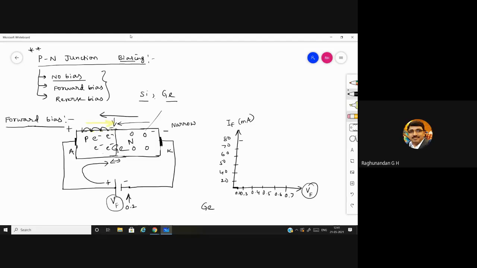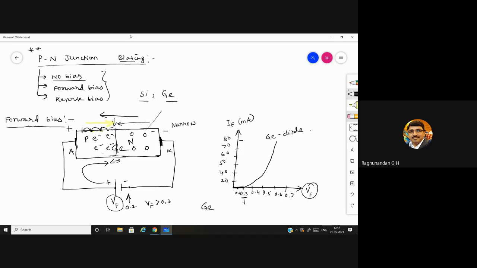Now I'm making it 0.3. So at 0.3 what happens? Even at 0.3 it tries to flow. Now after 0.3, when Vf is greater than 0.3, the current will be allowed to flow through this. Slowly the current will increase. With respect to the voltage you are applying, the current will slowly start increasing. This is the VI characteristics curve for the germanium diode.